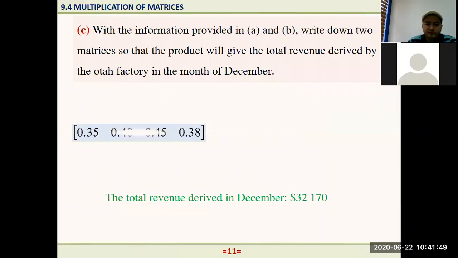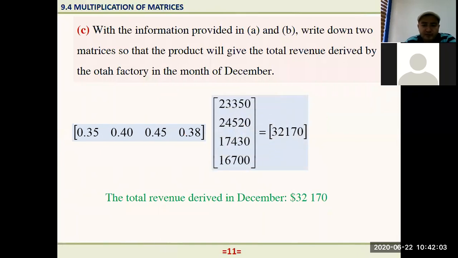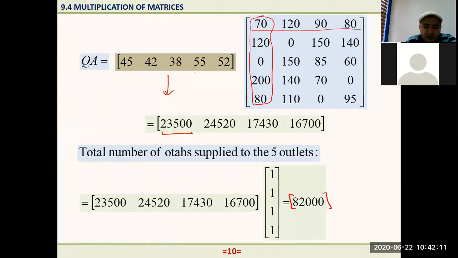So to do this one, that is the individual price. That is the price of what is it? The price of one fish ota, one prawn ota, one squid ota, one mixed seafood ota. And in the month of December, they produced this many fish otas, right? And this many prawn otas. And you see here, I'm just changing this matrix. I'm using this matrix, but writing it in a different form.